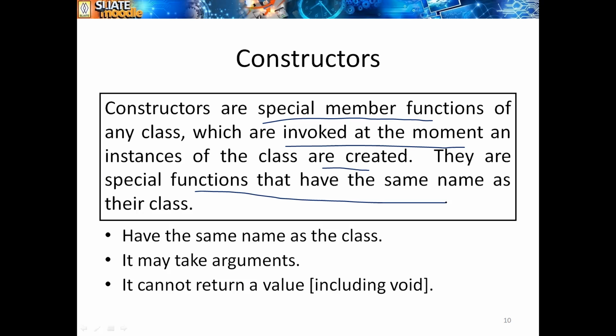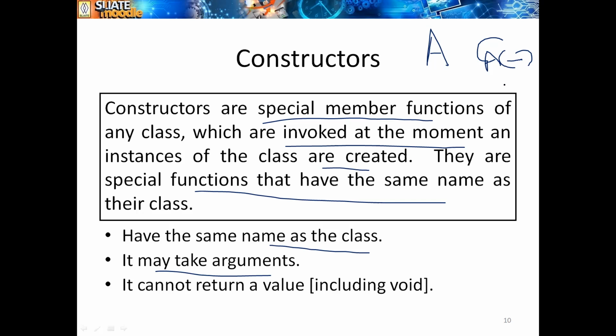It is created with the same name as the class. For example, if the class name is A, the constructor name is A. The class name is A, and the constructor name is also A. This one is called a constructor. It has the same name as the class, and it may take arguments. Sometimes we can pass some arguments inside the constructor, but it cannot return a value.